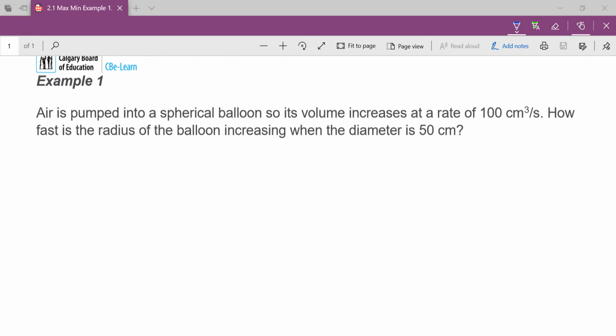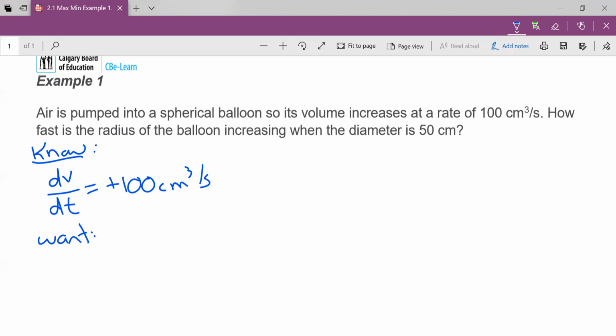So what do I know? Well, what I know is the volume is increasing. So the volume with respect to time is changing. Remember, d means delta. It means change. So the change in volume over the change in time is positive 100 centimeters cubed per second. Then it says how fast. So that's what I want, right?